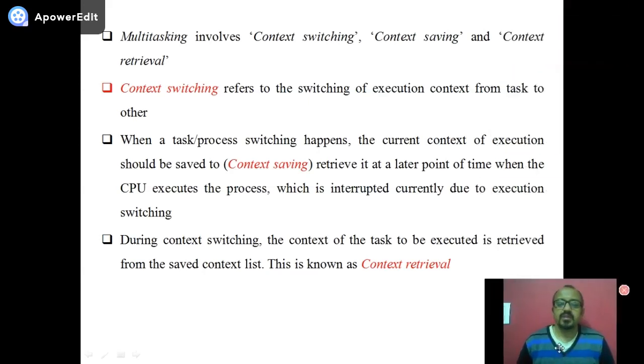So we have come across different keywords in this context. Multitasking involves context switching, context saving, and context retrieval. Context switching means switching from executing the context of one task to another task.